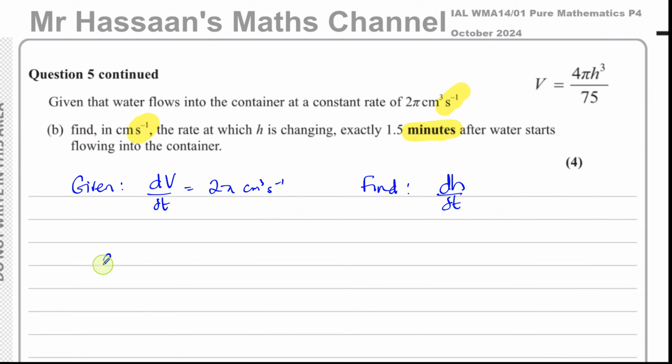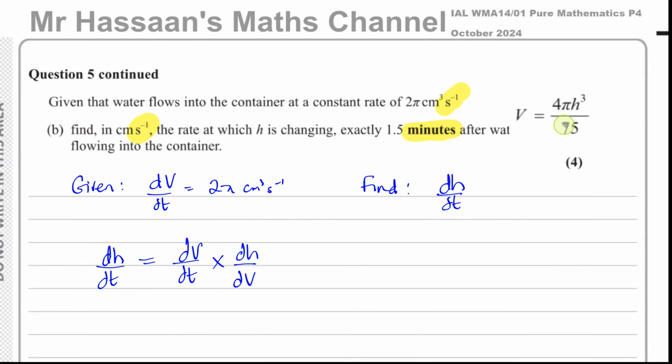So we take what we have to find, which is dh/dt, and we use the chain rule. We use what's given, which is dV/dt, and then we ask ourselves, what do we have to multiply this by such that we end up with dh/dt? Of course we need a dh on top, and we need to get rid of the dV. The dt is there already, so we have to find dh/dV. How can I find dh/dV? How can I relate the volume and the height? Well, with this. I can find dV/dh from this, and then the reciprocal of that will be dh/dV.